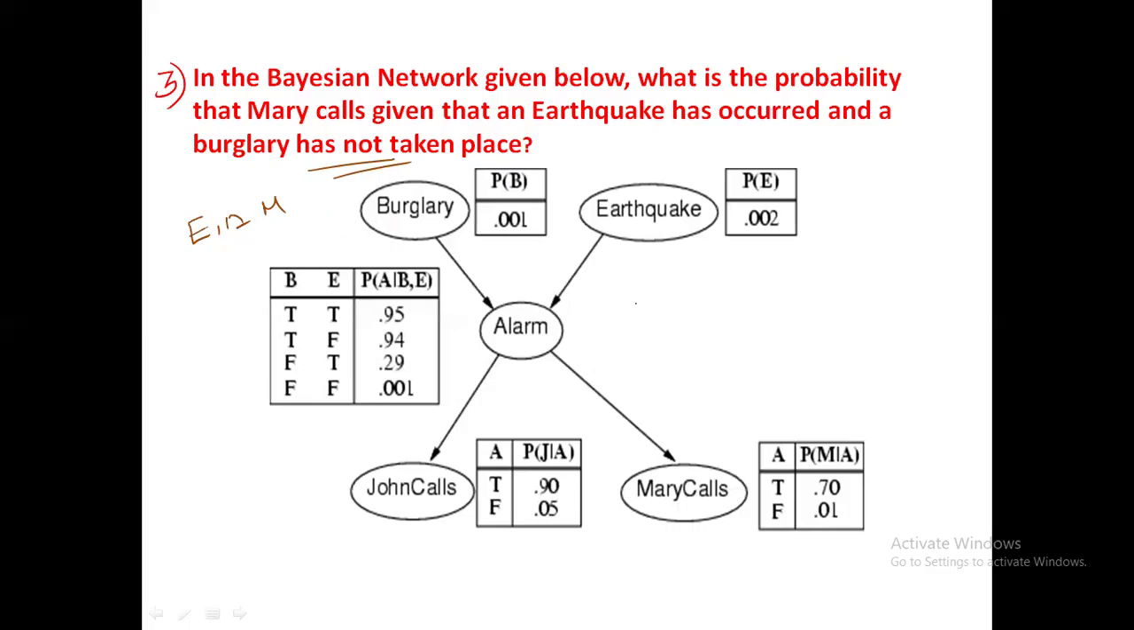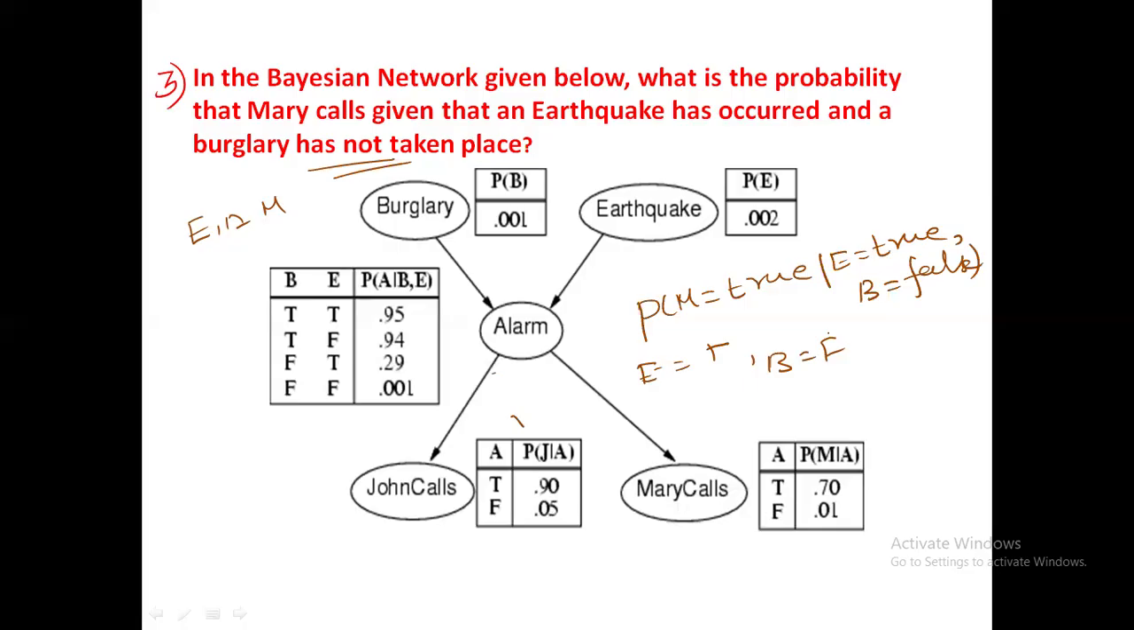The probability that Mary calls given an earthquake has occurred and a burglary has not taken place. Probability of M is equal to true, given E is equal to true, comma, B is equal to false. This is the problem. It can be computed using conditional probability rules. Since Mary calls based on whether the alarm is triggered, we first determine the probability of the alarm going off, A is equal to true, given E is equal to true and B is equal to false, using the conditional probability table, CPT, for the alarm.